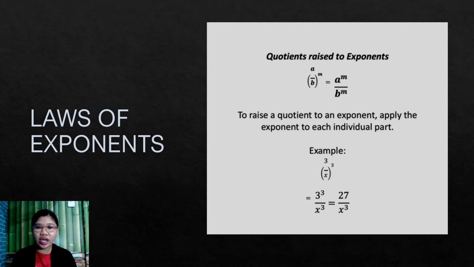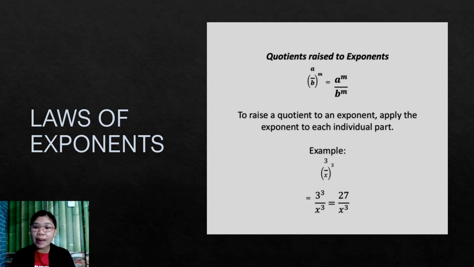Now we have here quotients raised to exponents. So that is our a divided by b raised to m. To raise a quotient to an exponent, apply the exponent again to each individual part. So we have here a as the numerator and b as the denominator. You have to distribute the exponent m to the numerator a and then to the denominator b. So your answer will be a raised to m divided by b raised to m.